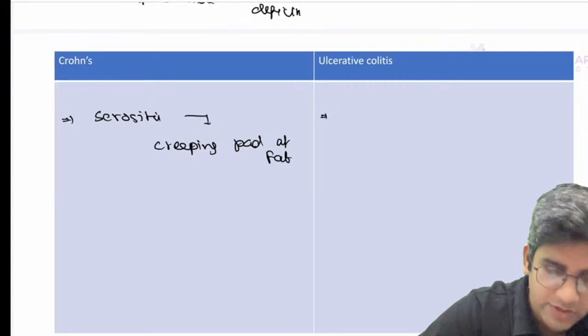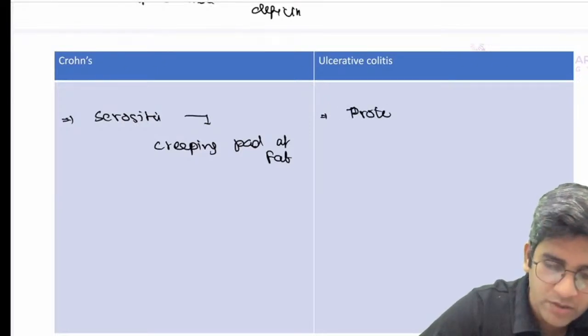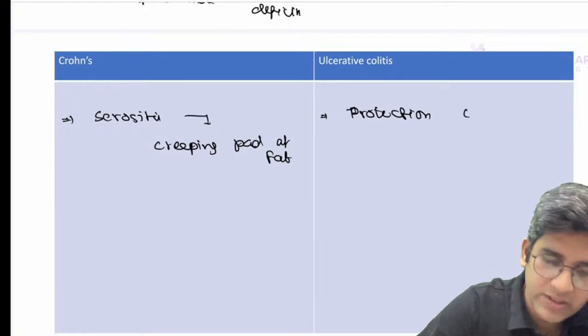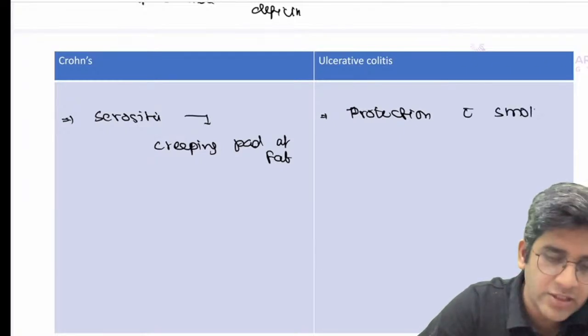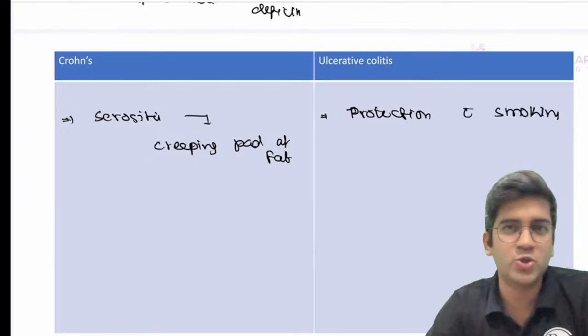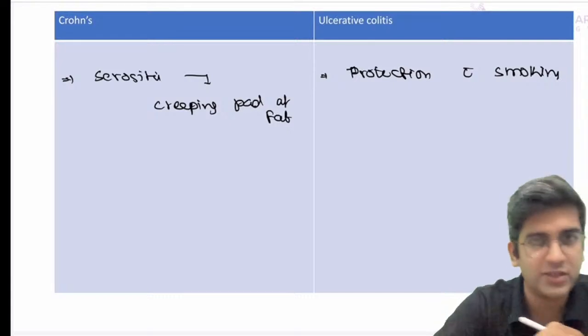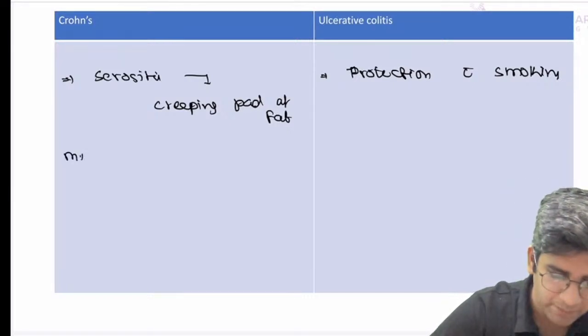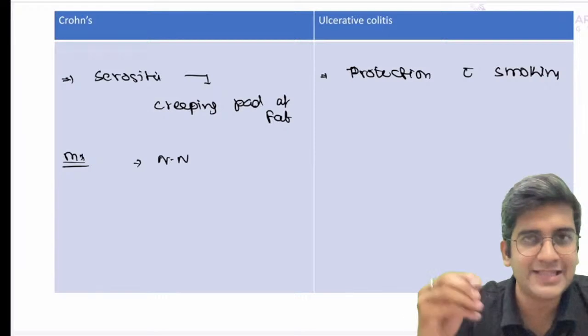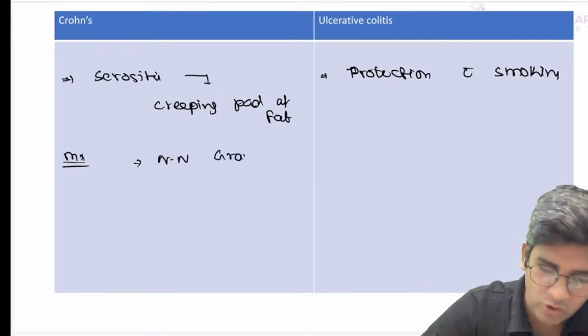So obviously in ulcerative colitis, there is a little bit of protection with smoking, because smoking increases the mucus secretion, so it protects to some extent, right? Obviously Crohn's will be worse with smoking. Microscopy, most common finding here is, I'm writing NN. NN stands for non-necrotizing. We have non-necrotizing granulomas.